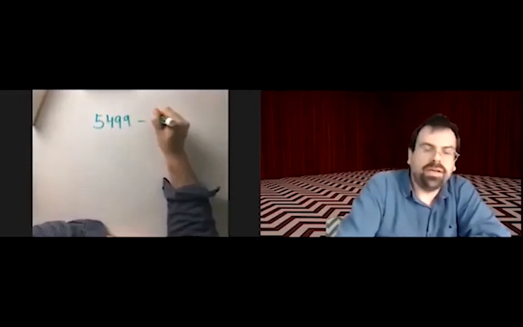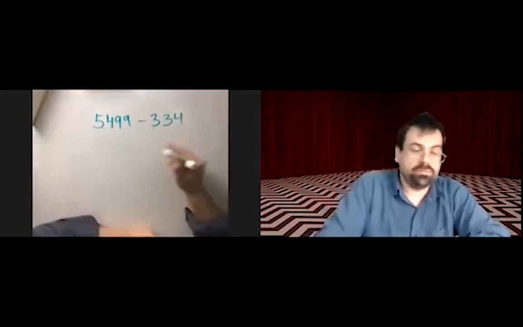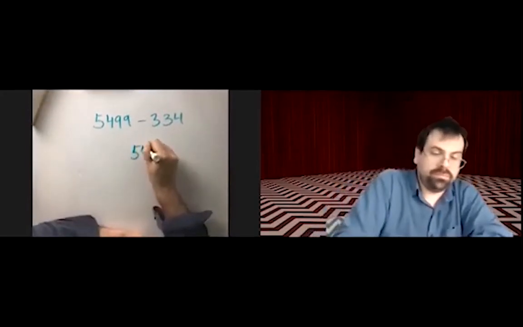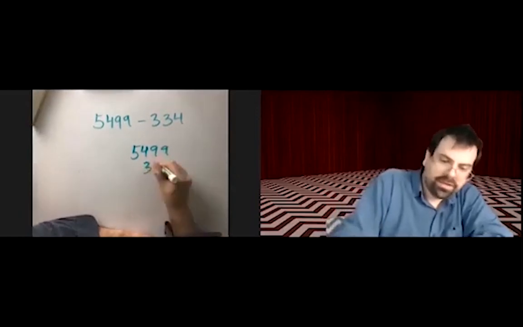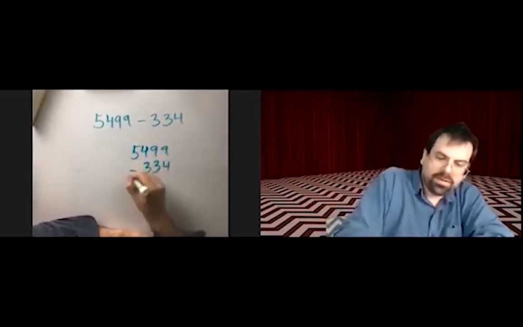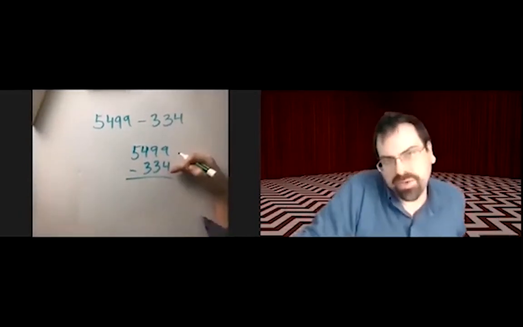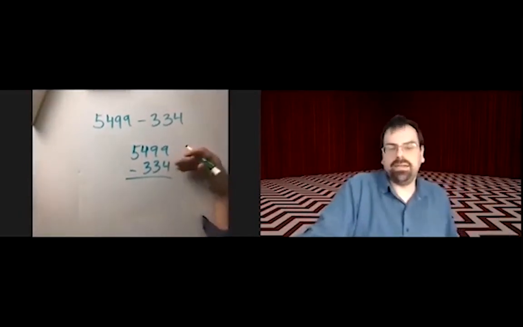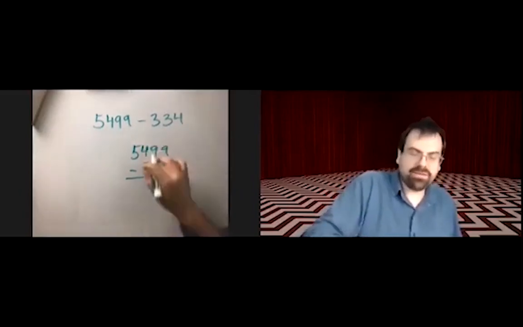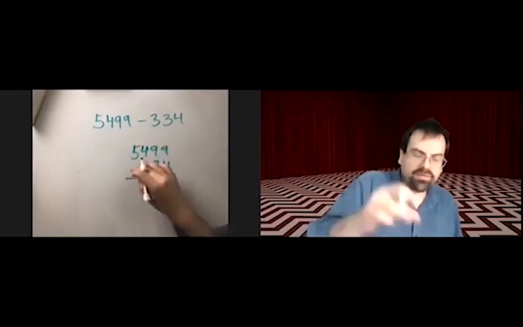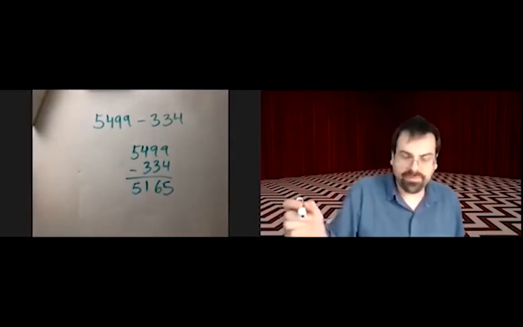I'm going to give it in one single line. You're just going to write it vertically. That was the only wrench because everything on the top is bigger than what's on the bottom. This is easy. 9 minus 4 is 5. 9 minus 3 is 6. 4 minus 3 is 1. 5 minus nothing is 5.